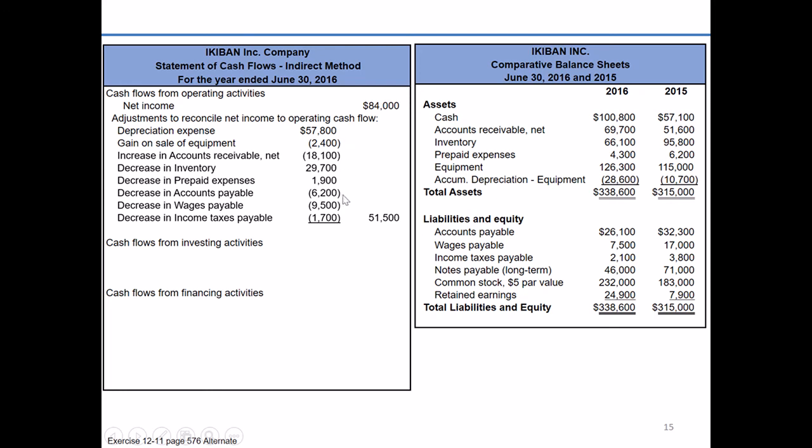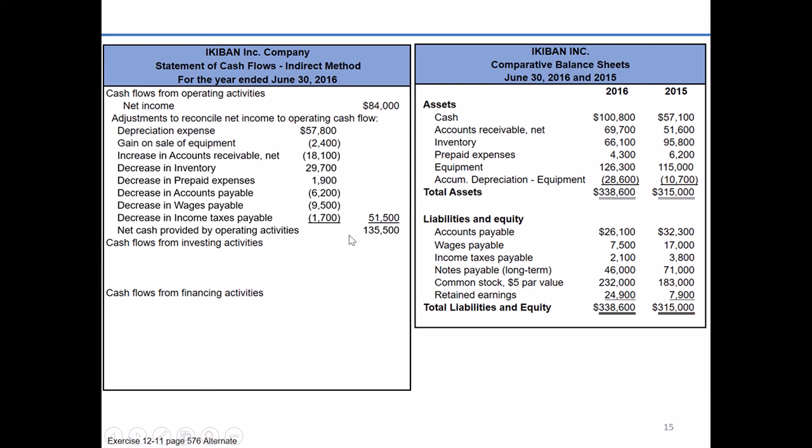If we add up all those increases and decreases, it is a net increase of $51,500. If we add that net increase of $51,500 to our net income of $84,000, we get net cash provided by operating activities of $135,500. It's provided by operating activities because it's an inflow.